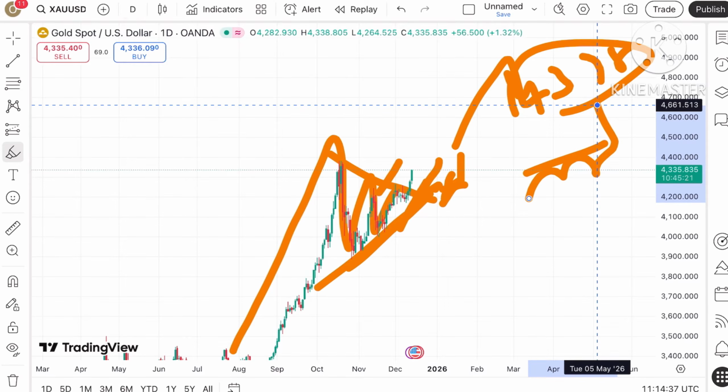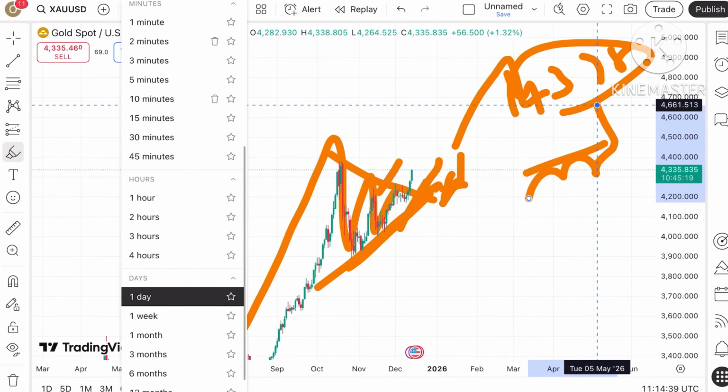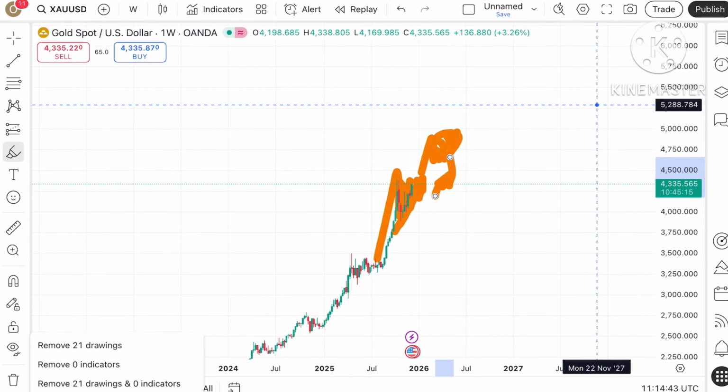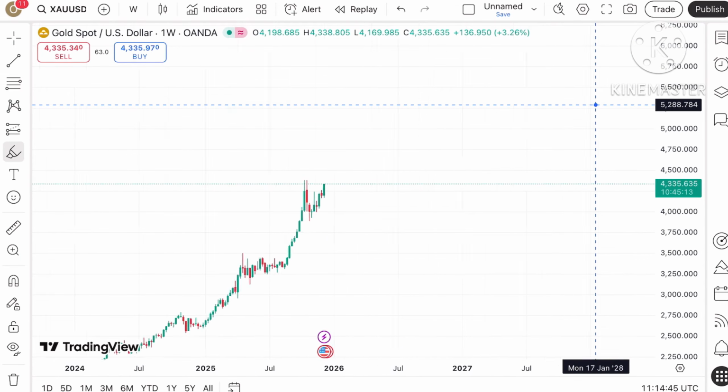Weekly time frame. Now coming to the weekly time frame, you will understand how the price has moved on a weekly chart. See, we have seen for 3 weeks it is on an upside.